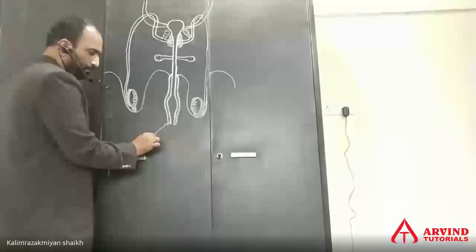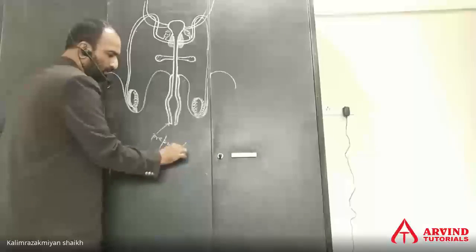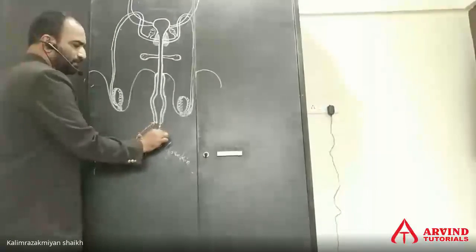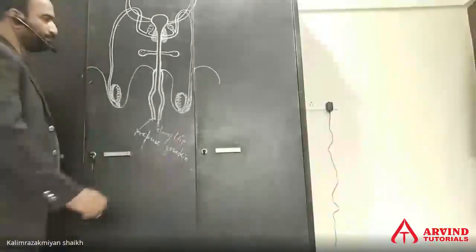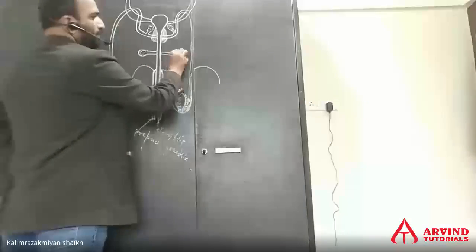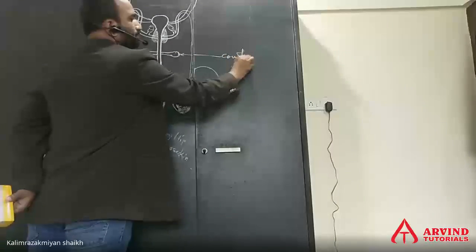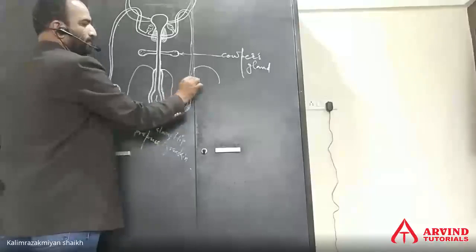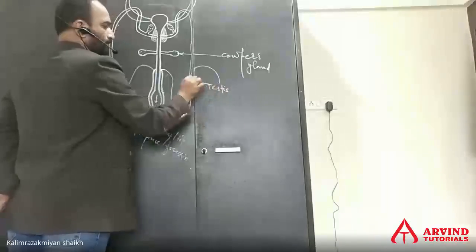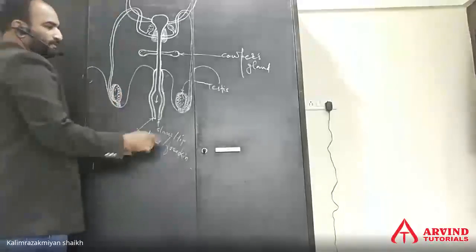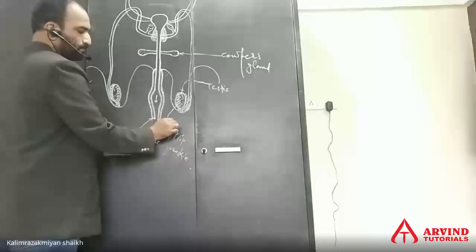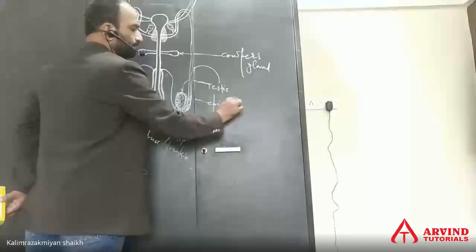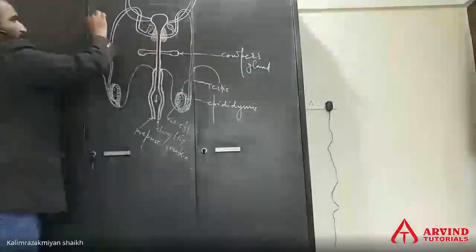This is the prepuce, that is called foreskin. This is the glans, that is the tip of the penis. This is the urethral passage. This is Cowper's gland. This is the testis. These are the testes. Vasa efferentia. This is the epididymis. This is the vas deferens.